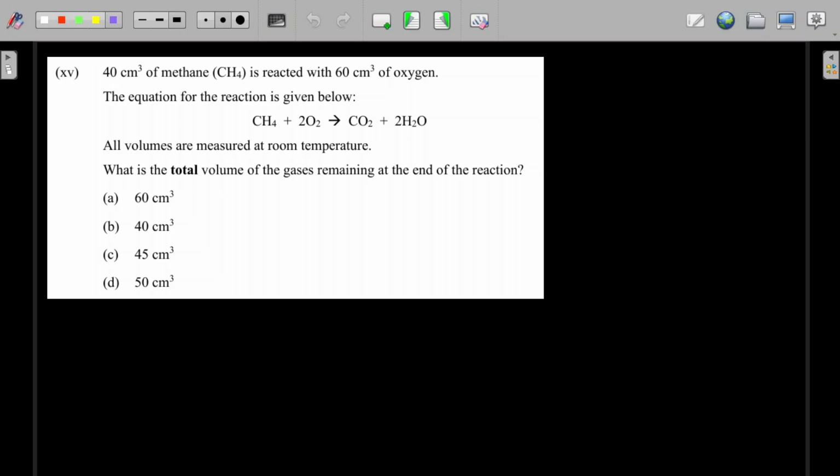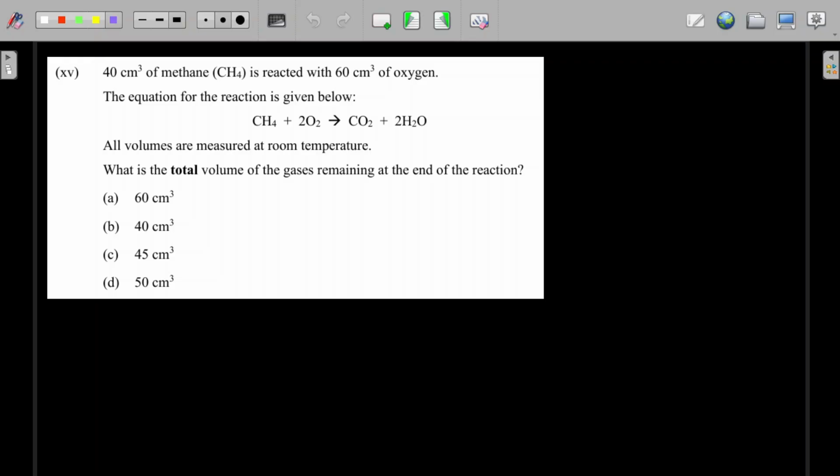Let's see this question. This is an MCQ. 40 cm cube of methane is reacted with 60 cm cube of oxygen. The equation for the reaction is given below. All volumes are measured at room temperature. Room temperature means water is in liquid state, so don't consider water. What is the total volume of the gases remaining at the end of the reaction?